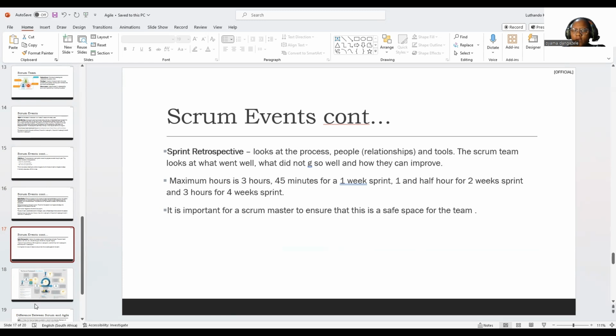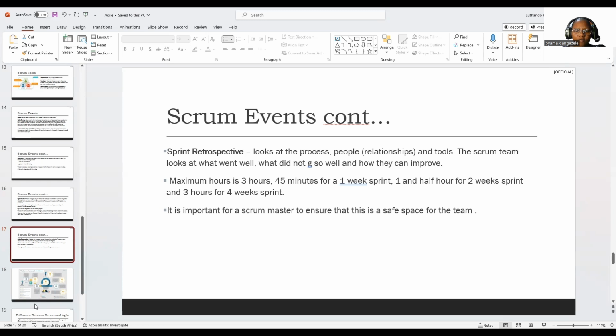And I think you may find most team members are skeptical to talk when it comes to this session. I urge Scrum Masters to ensure that they create a safe space for the team so that they are comfortable enough to talk about some of the challenges that they have experienced during the sprint.